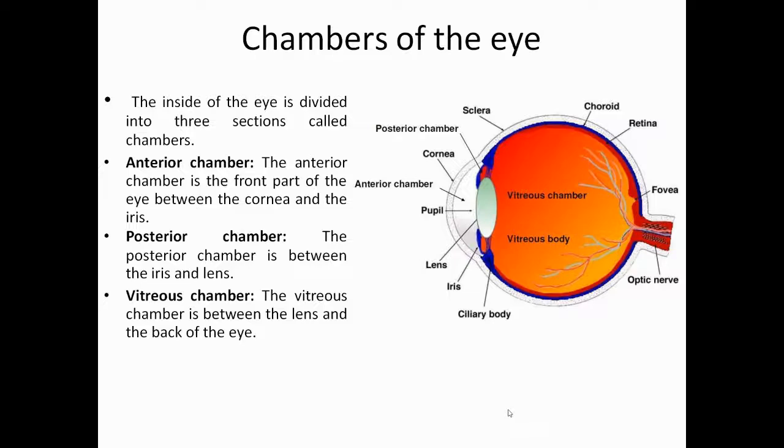The inside of the eye is divided into three sections called chambers: the anterior chamber, the posterior chamber and the vitreous chamber. First we will discuss the anterior chamber. The anterior chamber is the front part of the eye between the cornea and the iris. The posterior chamber is situated between the iris and the lens, and the vitreous chamber is situated between the lens and the back of the eye. In this picture, you can see the vitreous chamber and the anterior and posterior chambers.